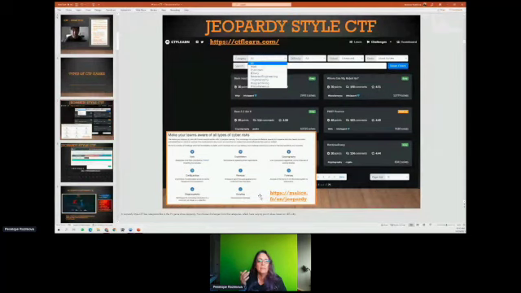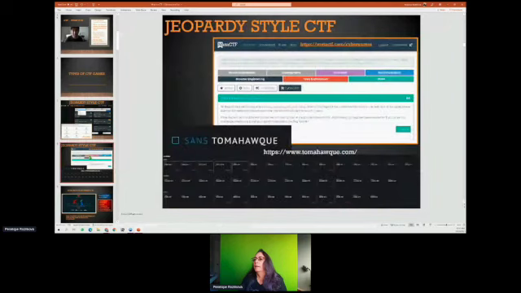There are a few CTFs, and I'm wearing my NCL National Cyber League t-shirt today, where you are required to go through a first step before you continue. A lot of them you are not required to do that. Metasploit CTF is one, and then the SANS Tomahawk. You can see this SANS Tomahawk really does look like a Jeopardy board. And in the Meta one, you have these different categories, and you could just click on the one that you want and go to that.